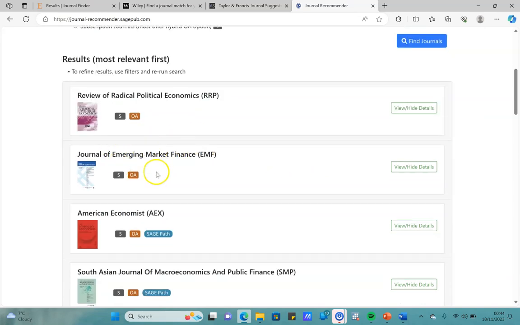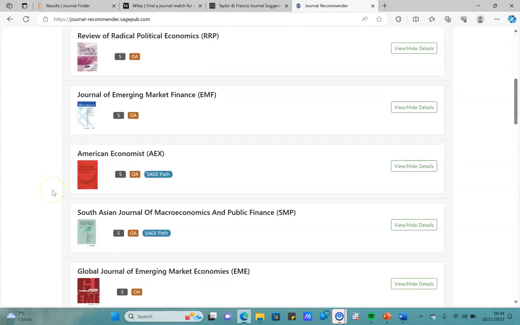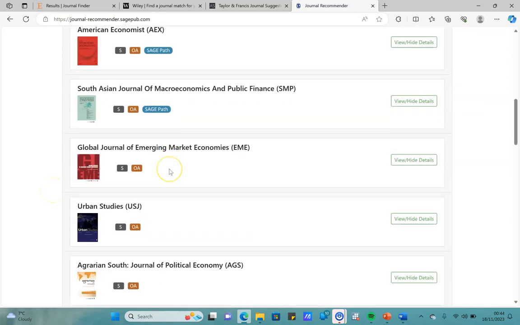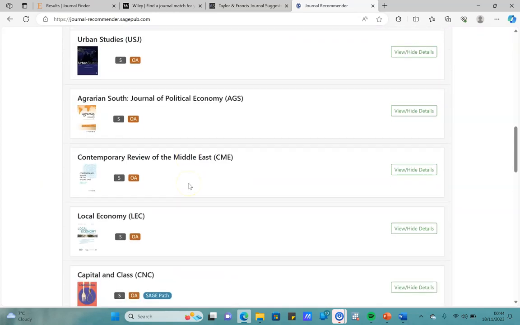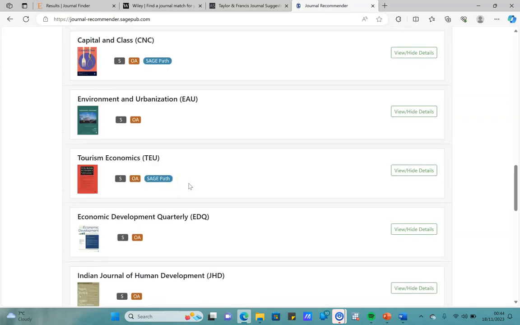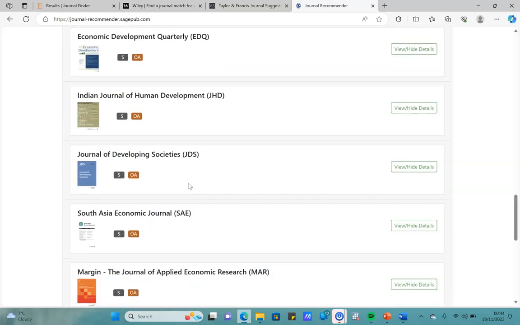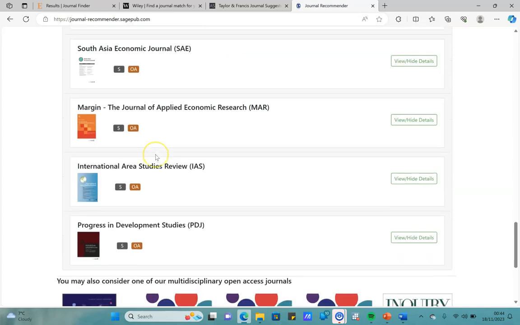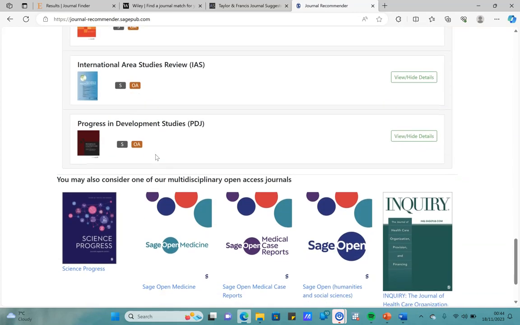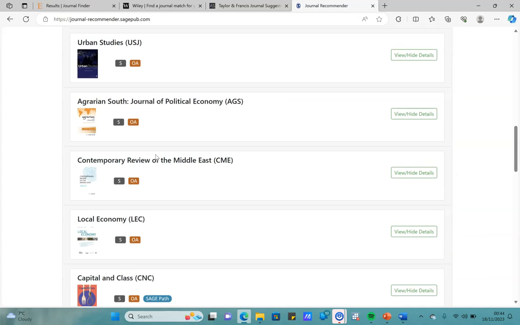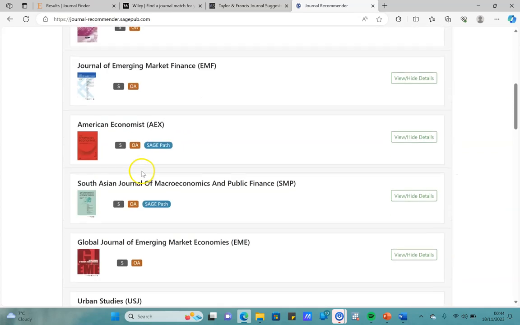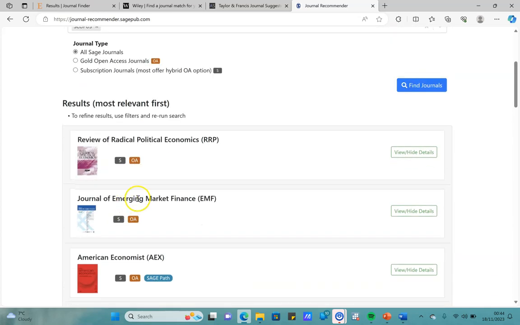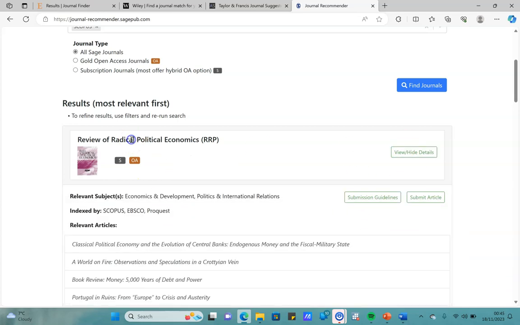So Journal of Emerging Market Finance is something I know. South Asian Journal of Macroeconomics. So these are the journals they are telling me. Some of the journals I don't have any idea about. So maybe it's something to explore. But Journal of Emerging Market Finance is something I have read before. So now you don't have any other option.